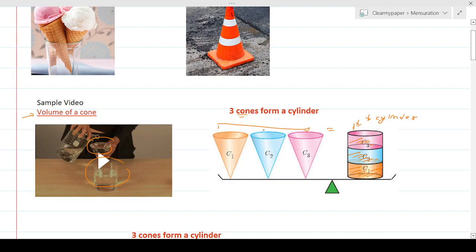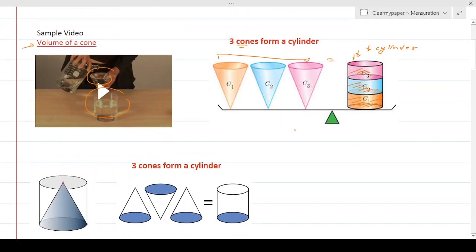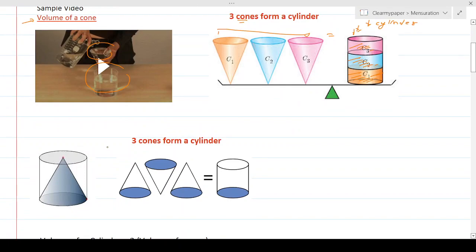By virtue of that, you don't have to really remember the formula of a cone in specific. If you know the volume of a cylinder, which is very easy, you can calculate the cone. And this is what I have put here. If you see the volume of 3 cones, this cone plus this cone plus this cone, or you can take the same cone and fill it 3 times, then you get the volume of a cylinder.